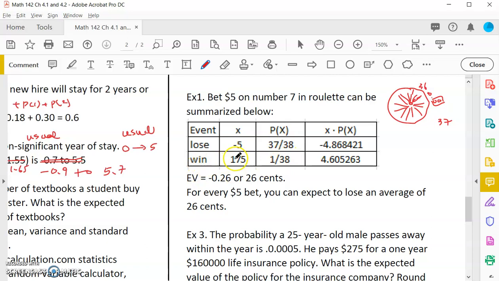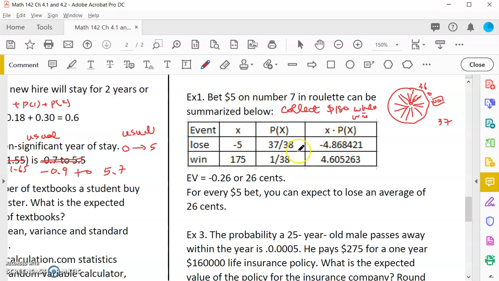If you win, $175, because you collect $180, I guess. Maybe I'm not very clear here. You collect 180 when you win, so the net profit is 175. But if you lose, you lose your $5 bet.